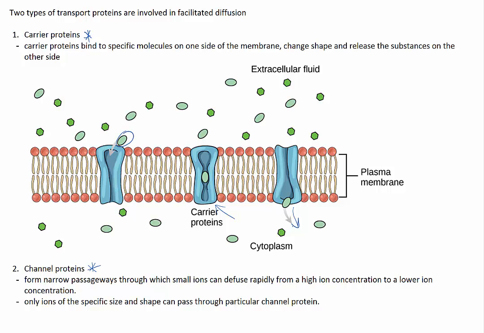Channel proteins, on the other hand, form narrow passageways through which small ions can diffuse rapidly from a high ion concentration to a lower ion concentration, and only ions of a specific size and shape can pass through particular protein channels.